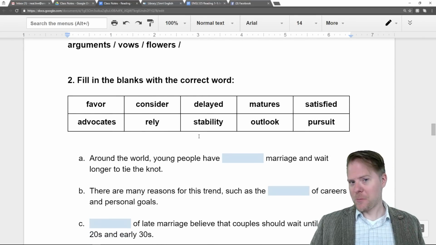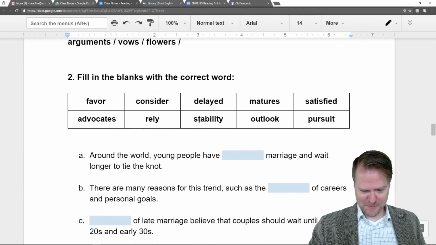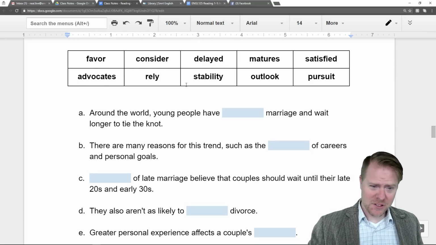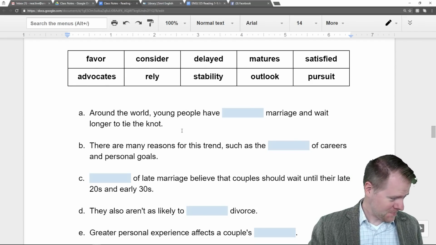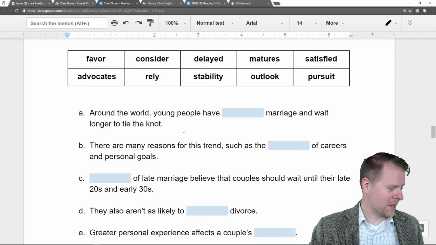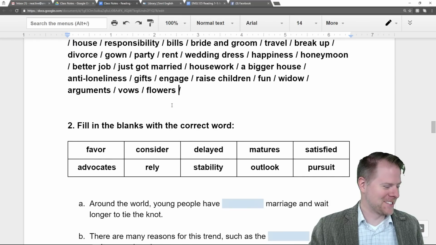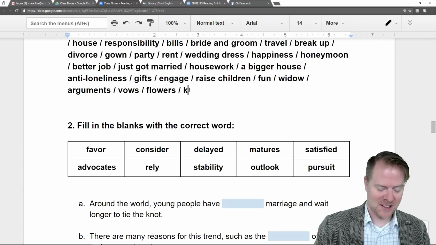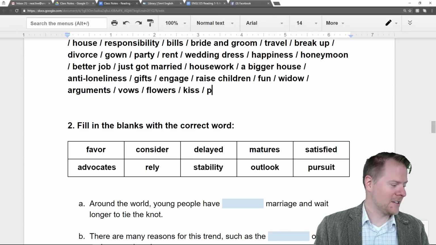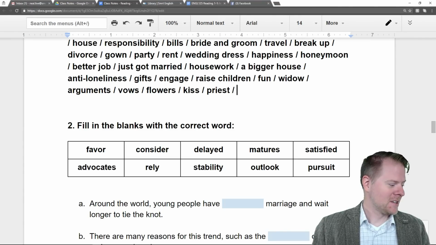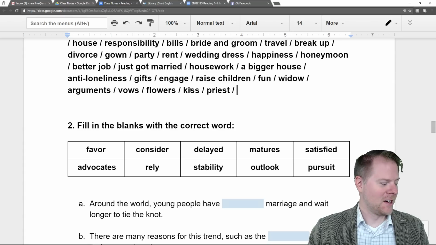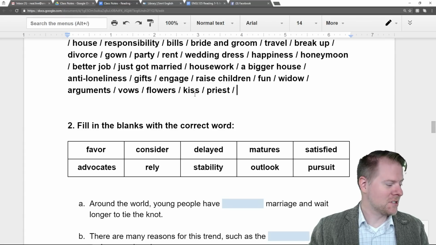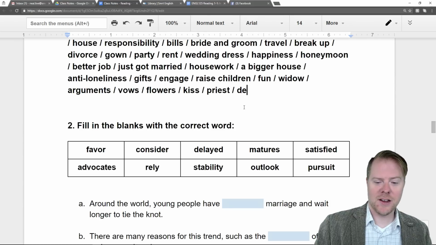Okay, remember those vocabulary words at the beginning? Can you take those vocabulary words? Oh, kiss. Kisses from movies. Maybe a few more words coming in. Kiss. Priest. Okay. Decisions.